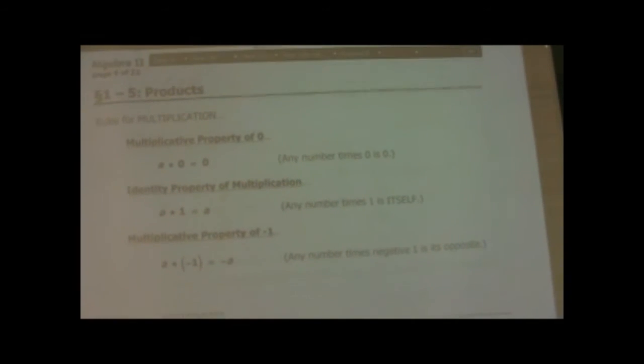All right, now let's go over here to products. First of all, we've got a couple of properties of multiplication. So in essence, they are rules. Some we talked about, and some we haven't. So for example, the multiplicative property of 0. We know this, we haven't talked about it yet, but any number times 0 is 0. All right? Sometimes 0 doesn't look like 0, however.